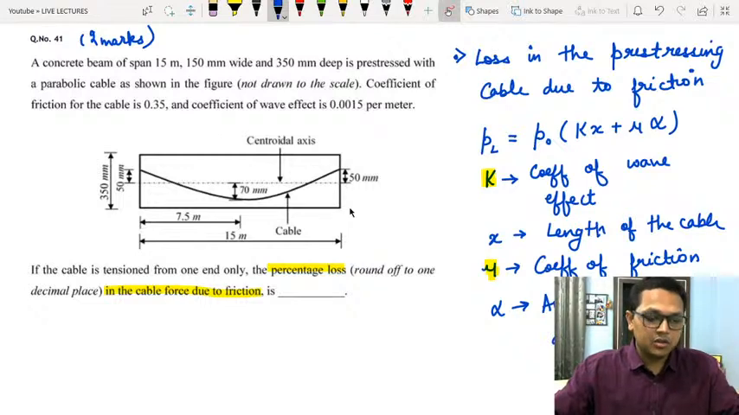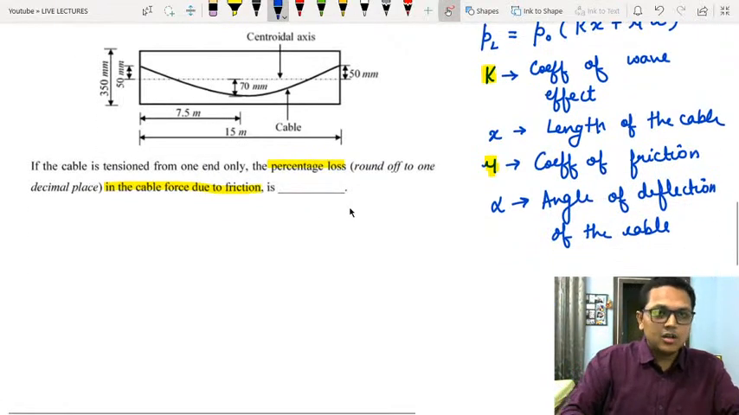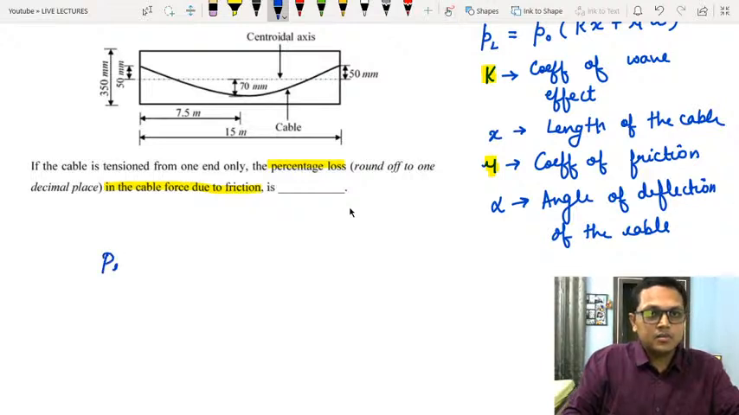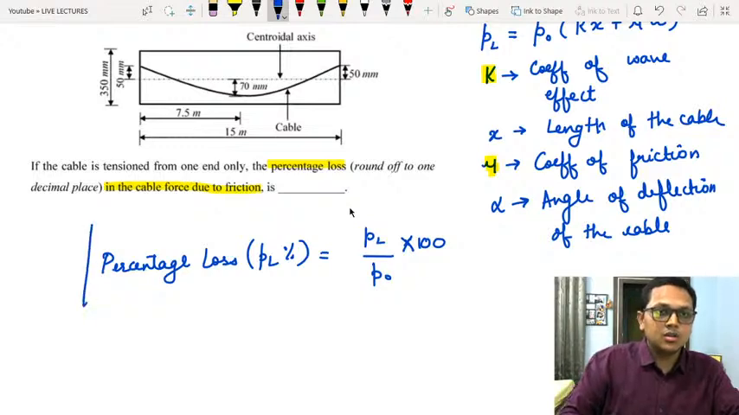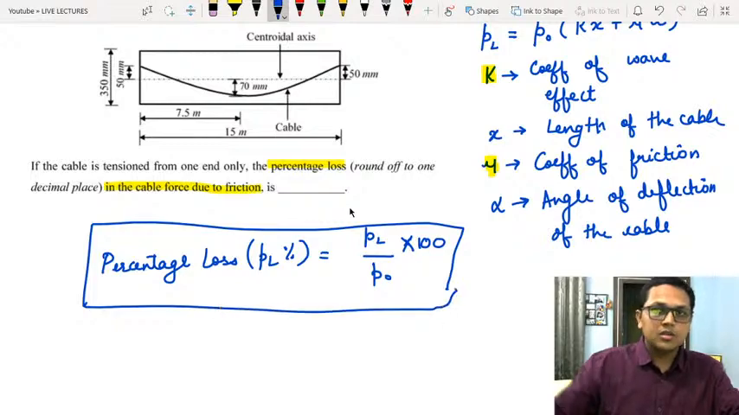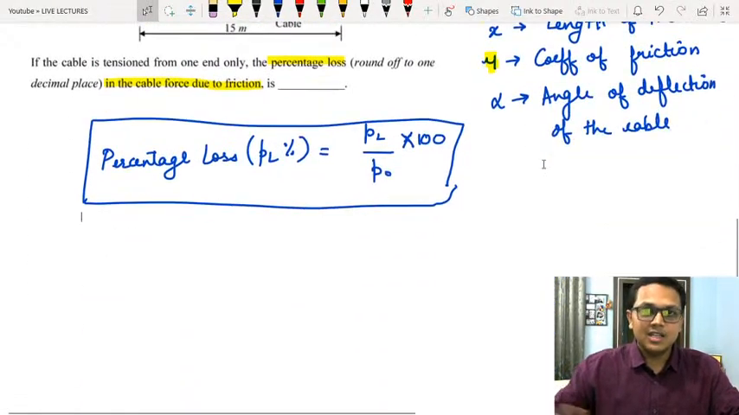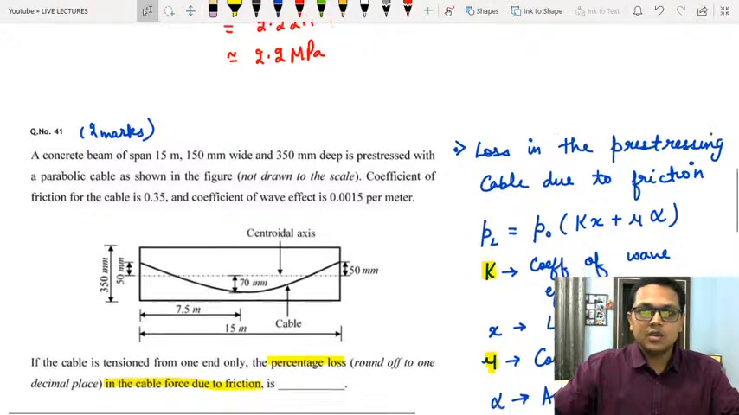So what is the percentage loss? Percentage loss, or PL percentage, is equal to PL, the loss in the pre-stressing, divided by the initial pre-stressing force, multiplied by 100. So this is the percentage loss. What is asked in the question is the percentage loss. So from this expression we can say that the percentage loss will be PL upon P naught.